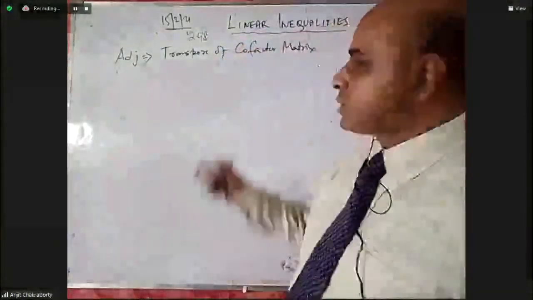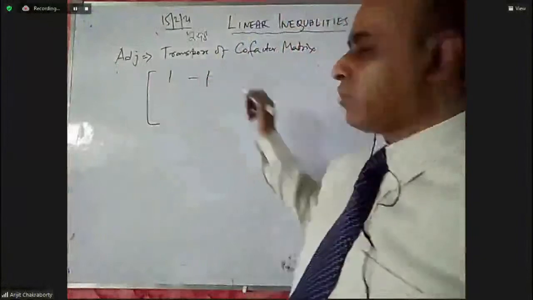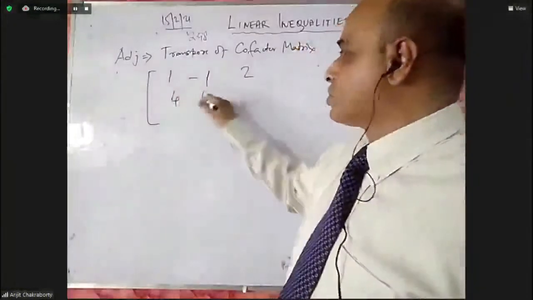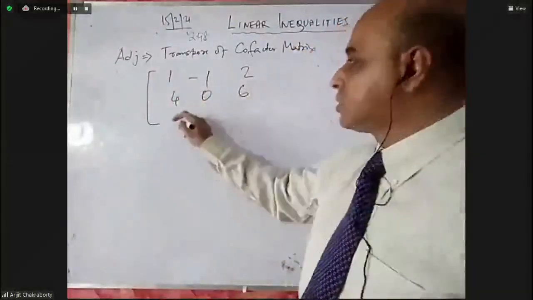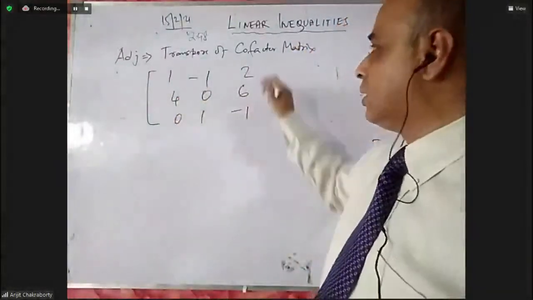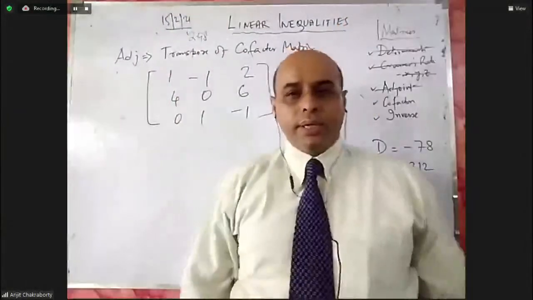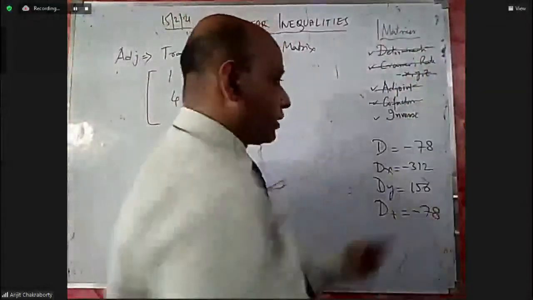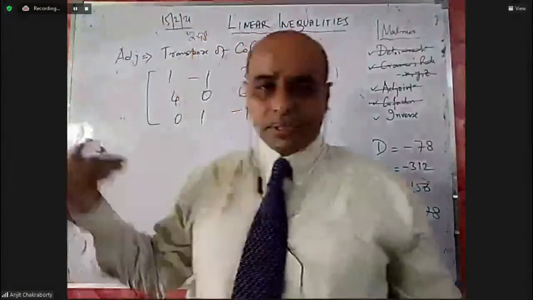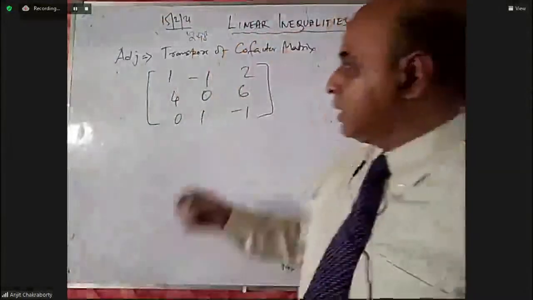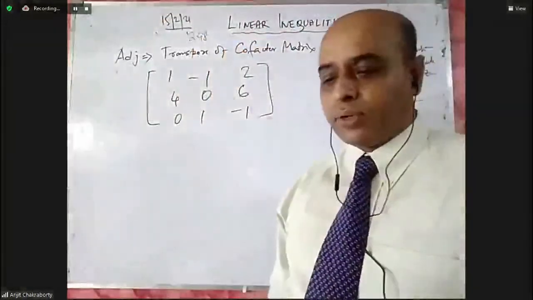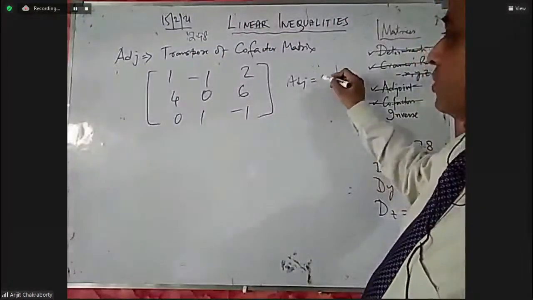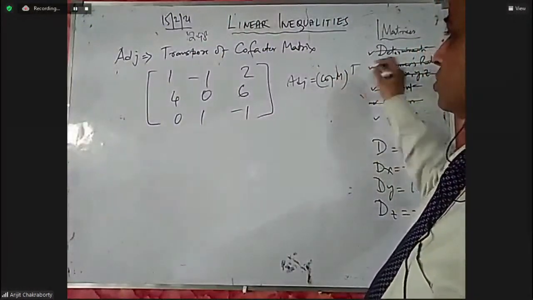The given problem is 1, minus 1 and 2. Then we have 4, 0, 6 and 0, 1 and minus 1. You have to find the adjoint of this. And friends, with adjoint, we have discussed cofactors. The last one is inverse. We will see the formula of inverse of a matrix. Let us first find out what will be the adjoint of this matrix. The adjoint of this matrix will be the cofactor matrix and the transpose of that.